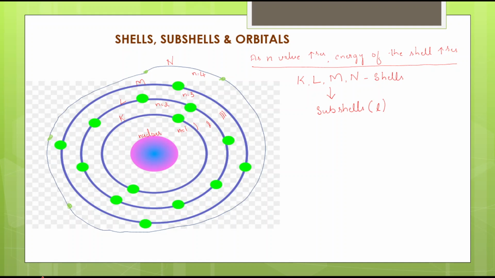The subshell is denoted by the letters s, p, d and f. These are derived from spectrometric terms. S stands for sharp.